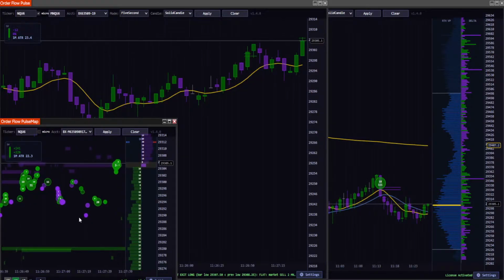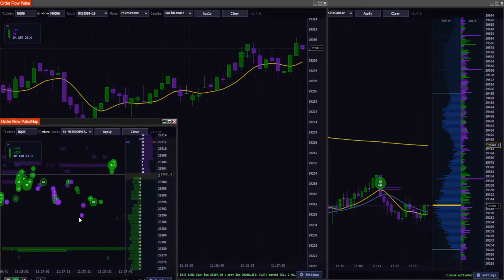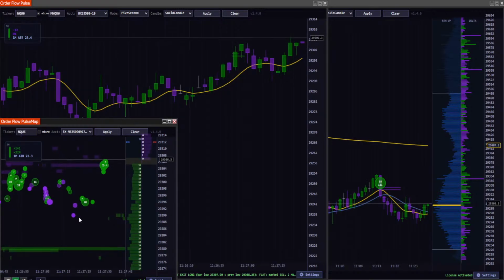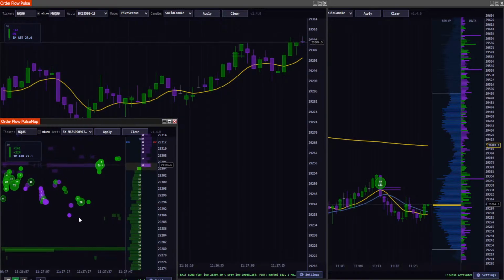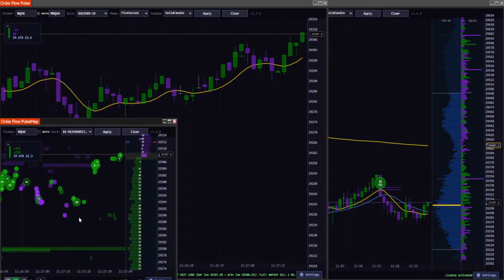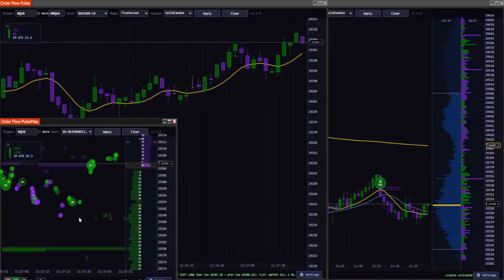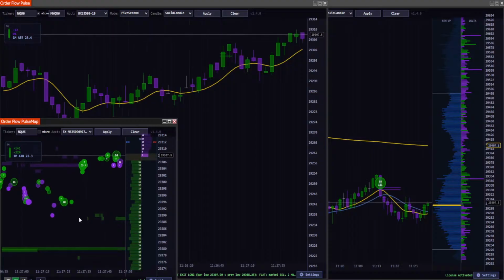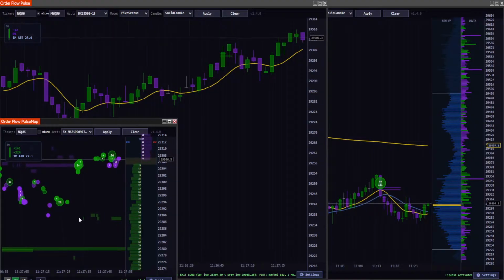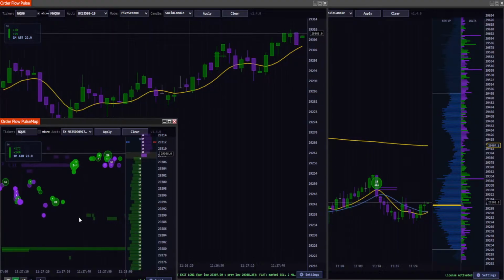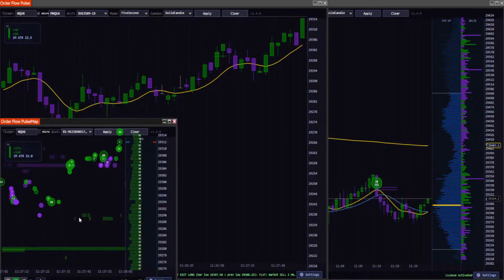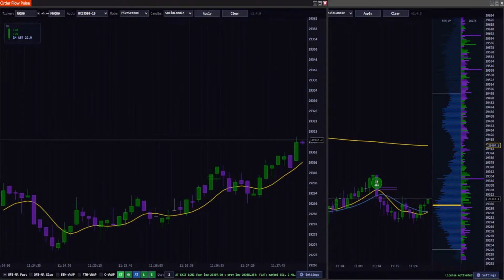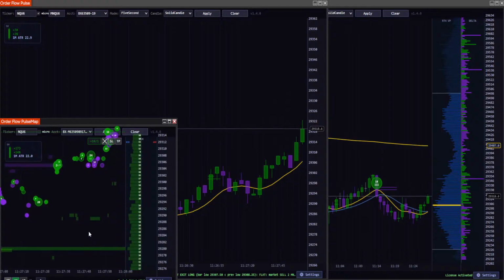You can try it. You can try it like me if you want, but just be aware you're right in the middle of thick volume, folks. You're right in the middle of some thick volume.